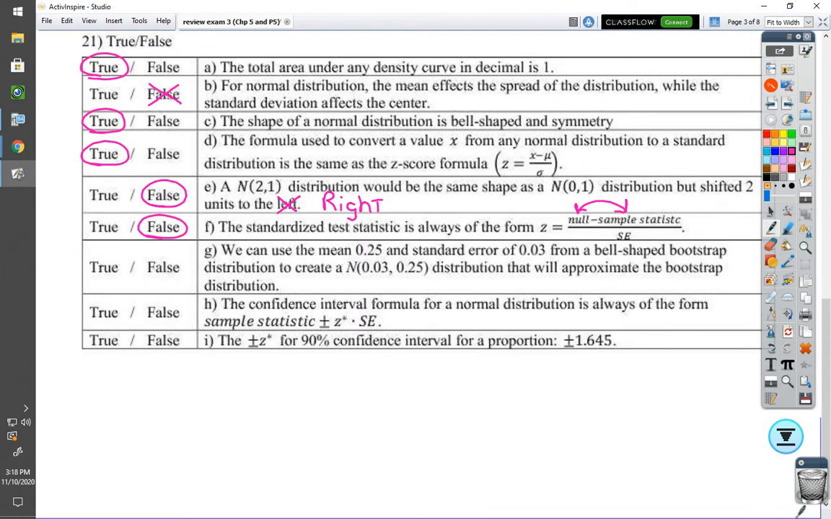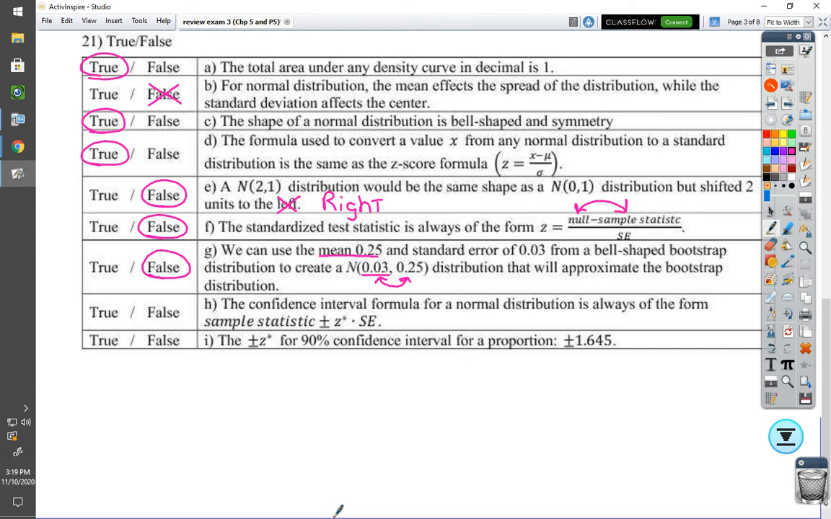Letter G. We can use the mean 0.25 and the standard error of 0.03 from a bell-shaped bootstrap distribution to create N(0.03, 0.25). Well, notice that the mean here, 0.25, is not the mean here. So we have another false situation. Again, these two things are reversed.